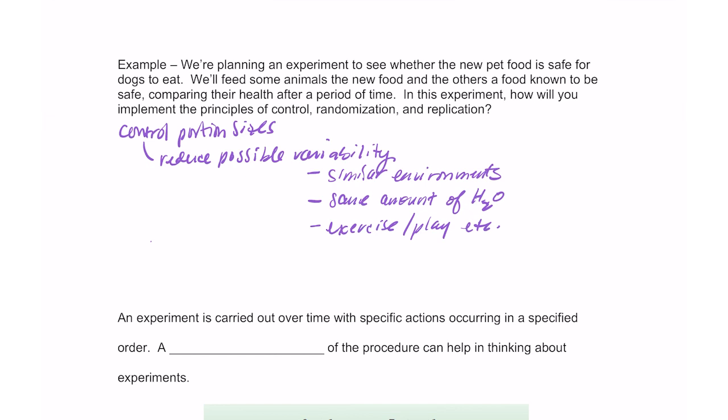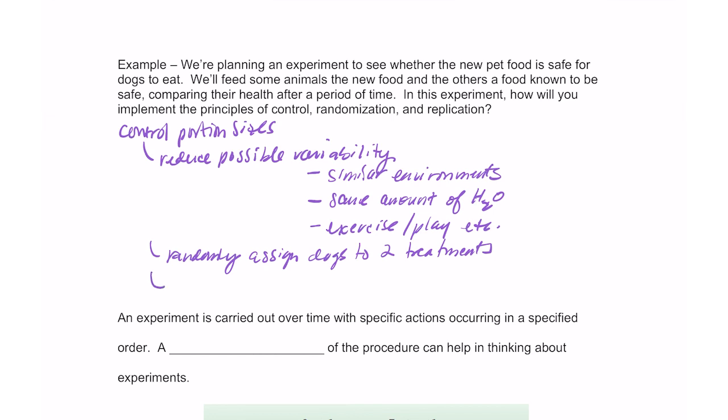As far as randomize goes, right, we would want to randomly assign the dogs to the 2 treatments. And again, the treatments would be the new food and the food that we know is safe.